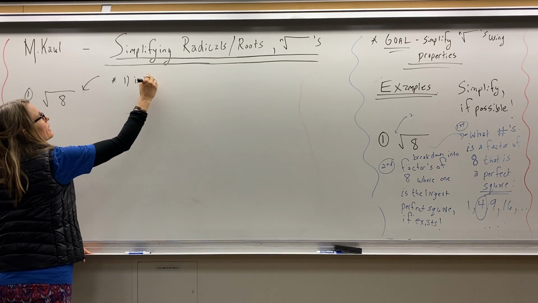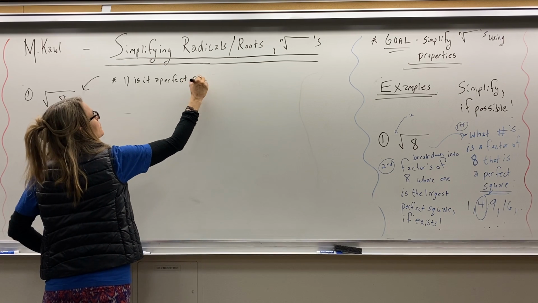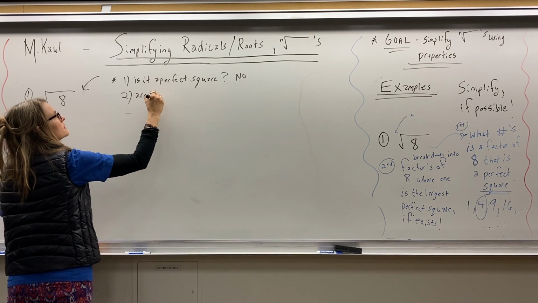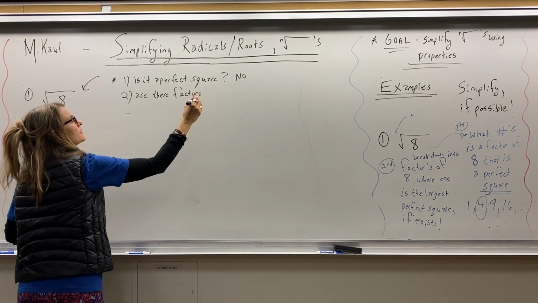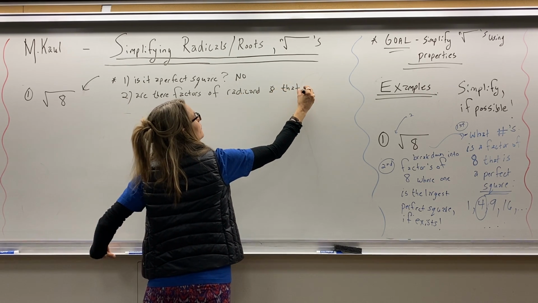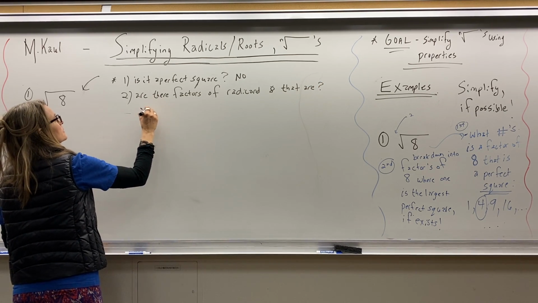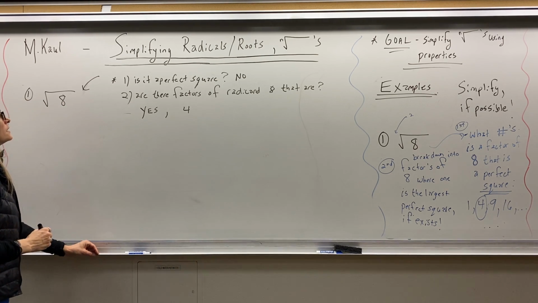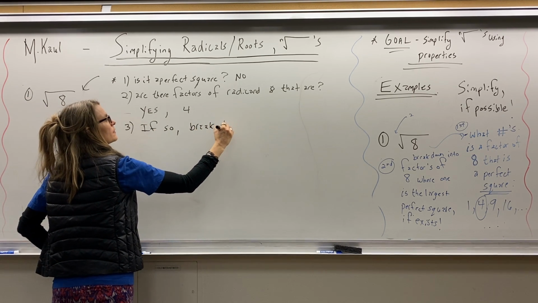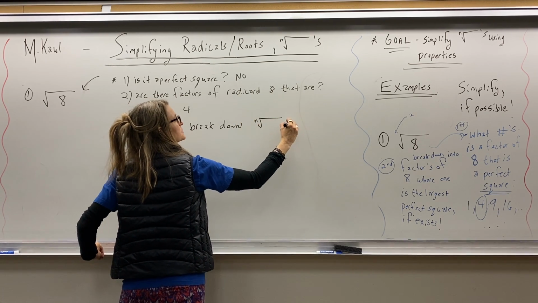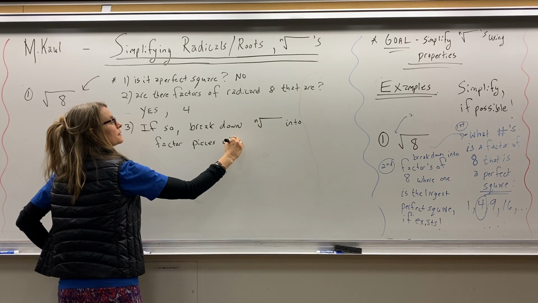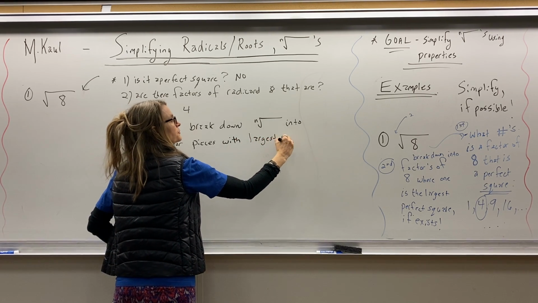Step 1, is it a perfect square? Number 2, are there factors of the radicand 8 that are? And the answer is yes. And that one is 4. Okay? So the next step is, if so, break down the root into factor pieces with the largest perfect root.